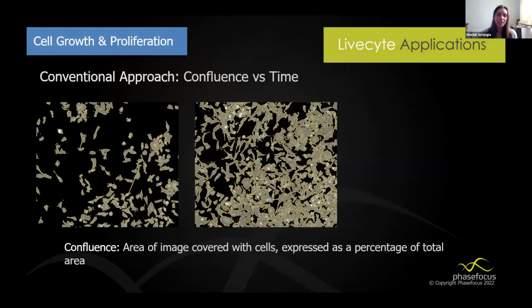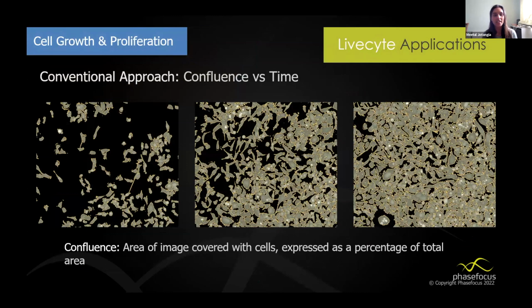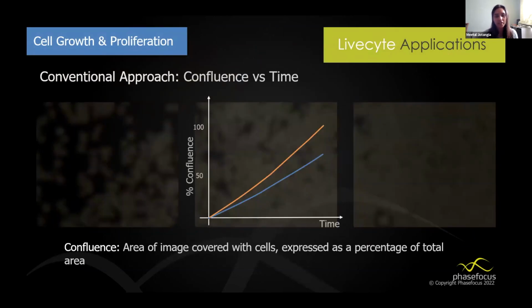And conventionally, as a proliferation assay, you might look at something like confluence versus time. So just looking at the area of the image that's covered by cells. And normally that's as a percentage of the total area, and can be plotted on a graph as a proxy measurement of proliferation.